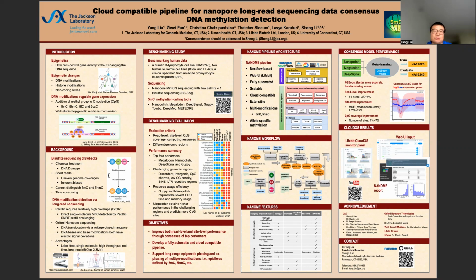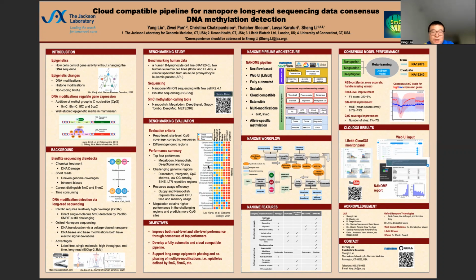However, bisulfite sequencing also has some shortcomings. Firstly, it will damage the DNA sequences. Secondly, it is short-read, so it contains uneven genome coverage and inherent biases. Lastly, it cannot distinguish 5mC and 5hmC. Nanopore sequencing expands the capacity of long-range and single-base, single-molecule DNA methylation detection.